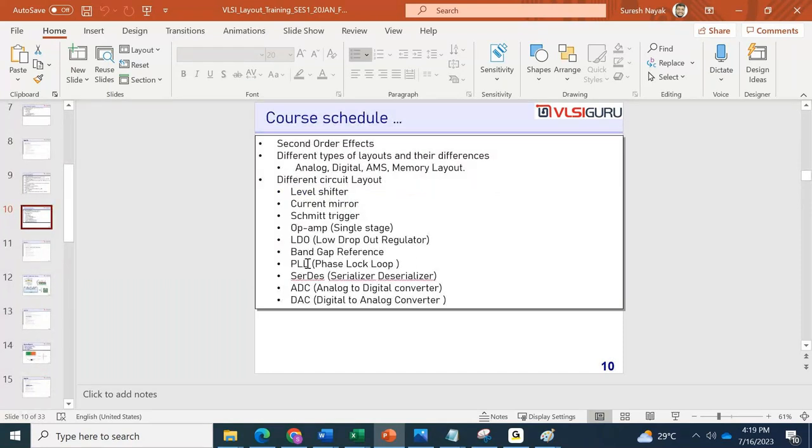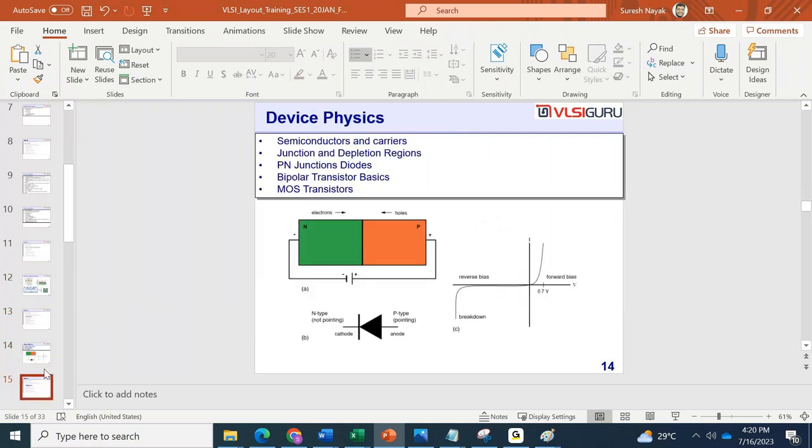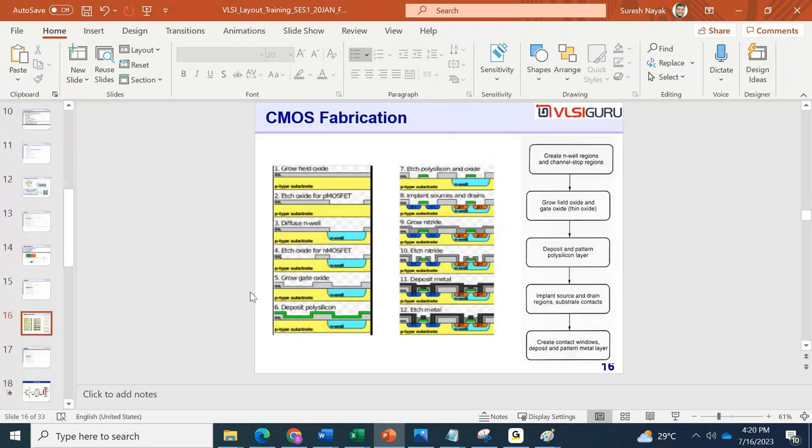Even some companies take like 6 months, depending upon the complexity of the design. Inside the PLL you will find the phase detector, charge pump, because generating frequency is challenging. And the VCO, low pass filter, frequency divider. VCO is the voltage controlled oscillator; the oscillator is inside. Then the low pass filter and frequency divider. Next, layout dependent effects will be covered.